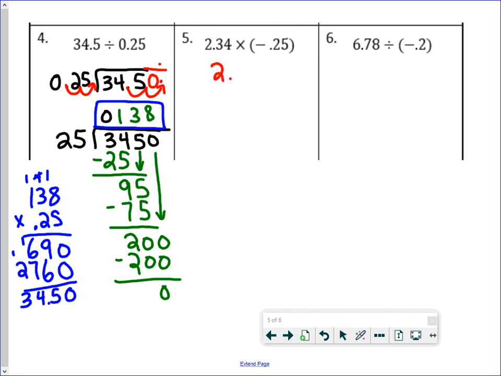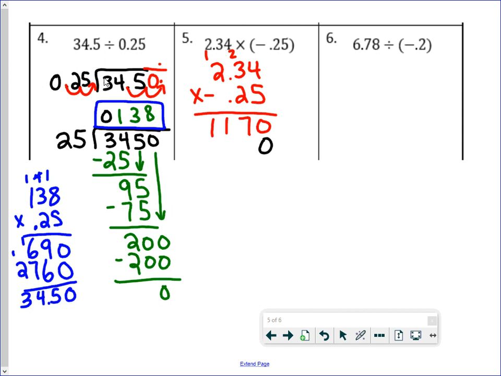Nothing really that new here, except for the negative. I'll just add that in at the end. All right, I'll do it right now. All right, so 4 times 5 is 20. 5 times 3 is 15, plus 2 is 17. 5 times 2 is 10, plus 1 is 11. Put our place value holder.